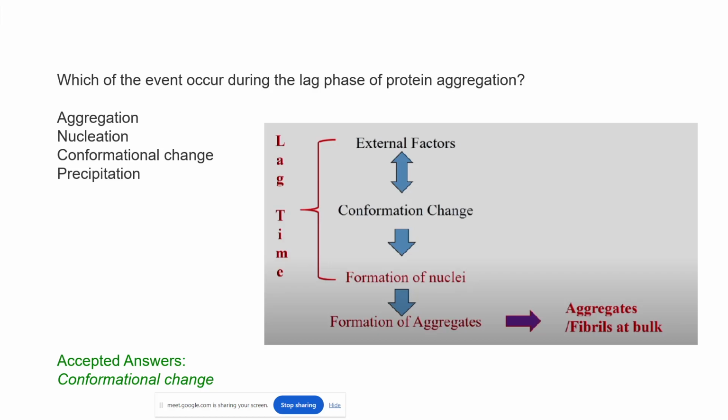So, this was the next question. Which of the events occur during the lag phase of protein aggregation? So here the correct answer is conformational change. After experiencing external factors, the native protein undergoes conformational change. Then it forms nuclei and formation of aggregates happens. So the correct answer would be conformational change.